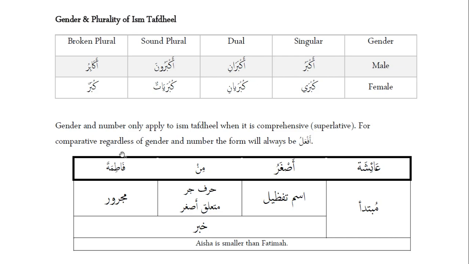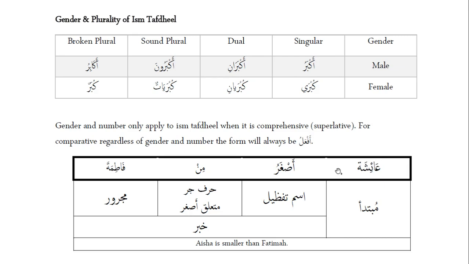So for comparative, regardless of gender and number, the form will always be af'alu, no matter what. So if you're dealing with comparing two feminine entities, you're going to have af'alu. It's only in comprehensive where you're going to have to apply this. So let's take a look at an example for comparative.